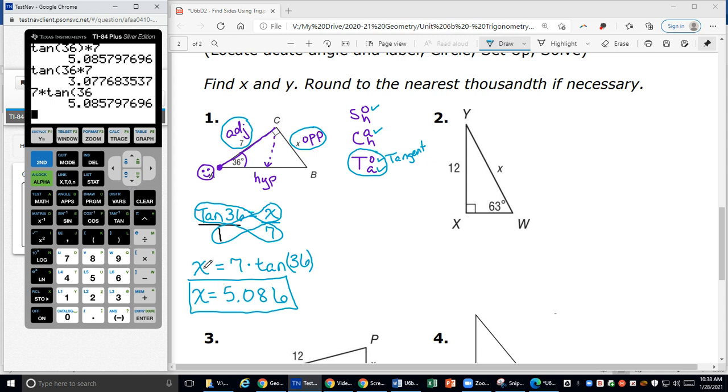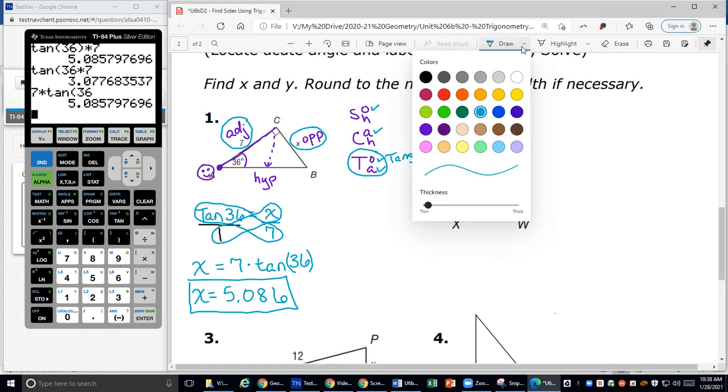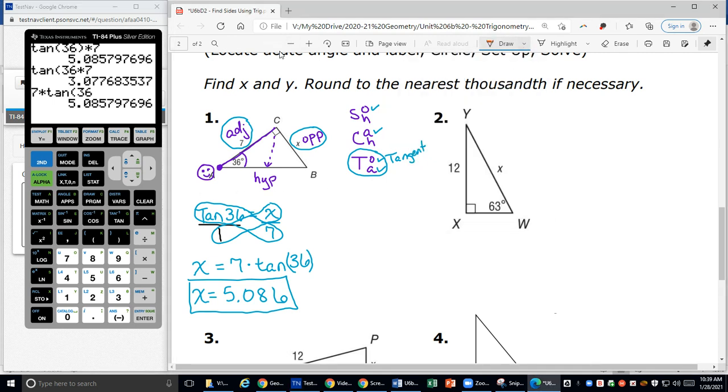Okay, let's look at number 2. When I look at number 2, I'm going to start with the same process. I'm going to first find that acute angle. So I've got 90, and then here's my 63. So this is where I'm going to be basing my labels from. There's my smiley face. First thing I start with is always the hypotenuse.